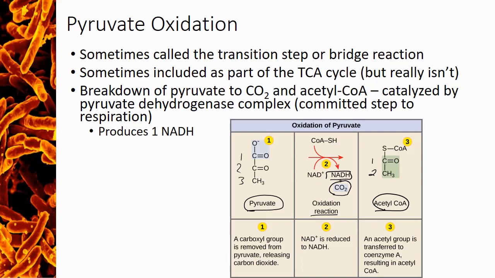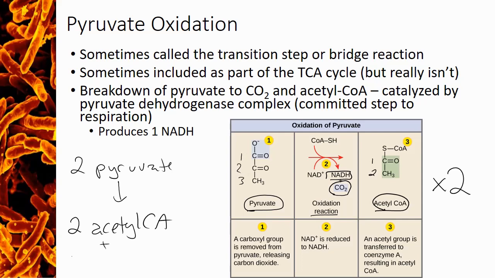It's important to note that this is the chemical reaction for pyruvate oxidation. However, if you remember, during glycolysis, 1 molecule of glucose actually produced 2 molecules of pyruvate. What that means is if we're talking about metabolizing a molecule of glucose, then pyruvate oxidation actually happens twice, once for each of the pyruvate, leading instead to the production of 2 molecules of acetyl-CoA and 2 NADH electron carriers. We also would lose 2 carbon dioxide waste products in the process.